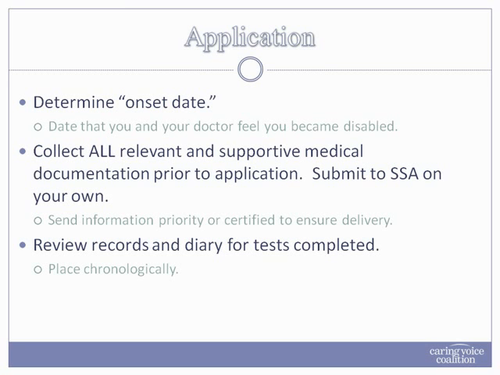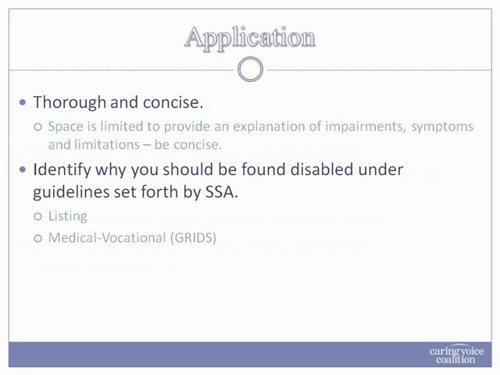Review your records and diary for tests completed, and place the information chronologically when completing the application. That's also very important. It shows that you've been dealing with this over a period of time. It can show the deterioration, where you could do something at one time and can no longer do it, which helps establish that you are disabled. Be thorough and concise. Space is limited to provide an explanation of impairments, symptoms, and limitations, so you have to be concise. You can add additional pages, but being concise and thorough is very important.